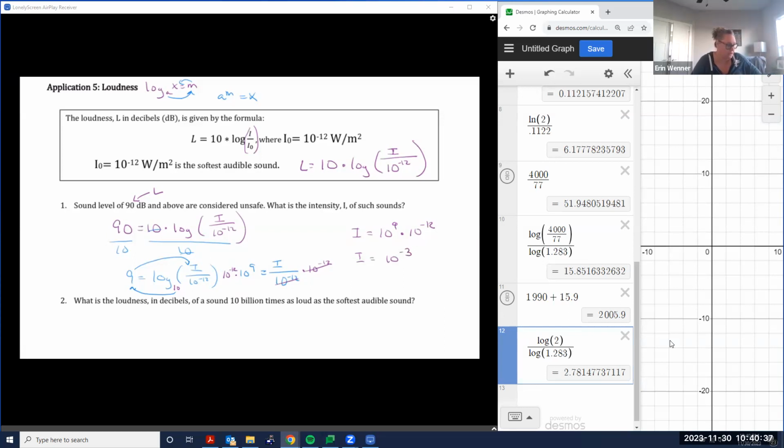And our final answer is the intensity of that sound is 10 to the negative 3rd, or 0.001 watts per meter squared. And that is the sound level. So 90 decibels is actually pretty loud, but you don't realize how loud it is.